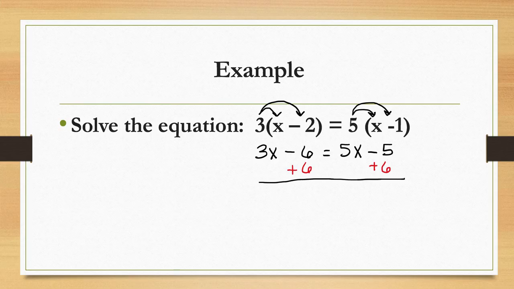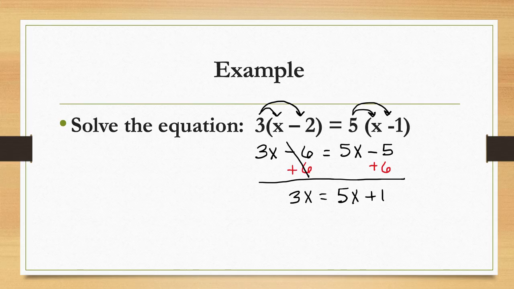Okay, so now we simplify. This minus 6 and this positive 6 cancel out. That leaves me just the 3x on the left. On the right-hand side, I still have the 5x, and negative 5 plus 6 is plus 1. And again, use your calculator at any point you need to add or subtract these numbers.